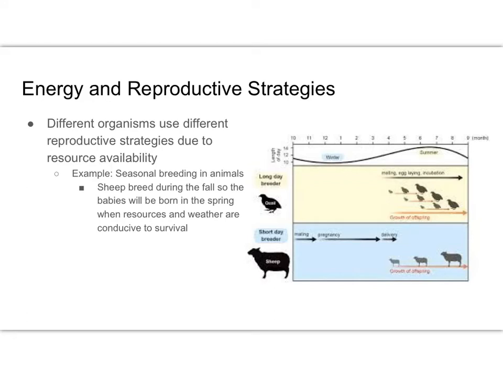Reproductive strategies are also affected by energy. Different organisms are going to use different reproductive strategies due to resource and energy availability. For example, if we look at what we call seasonal breeding, these are organisms that will only breed during certain times of year, because that's when the resources or the setting is good for the youth. I get optimal youth survival during certain times of year.